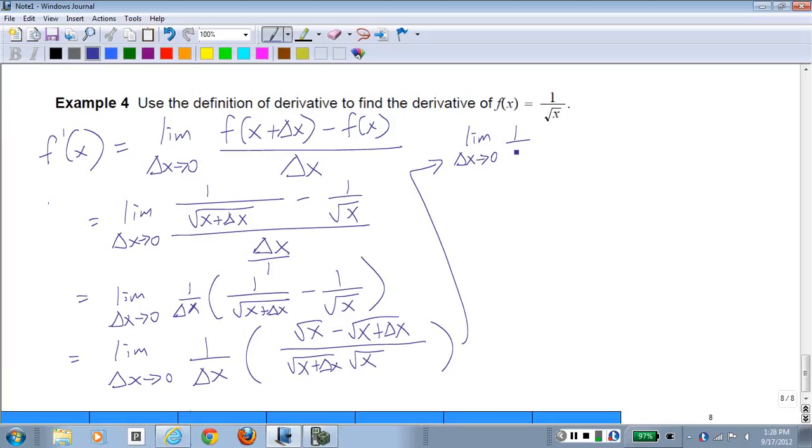1 over delta x times square root of x minus square root of x plus delta x over square root of x plus delta x square root of x, and then the conjugate, square root of x plus square root of x plus delta x over the square root of x plus the square root of x plus delta x.